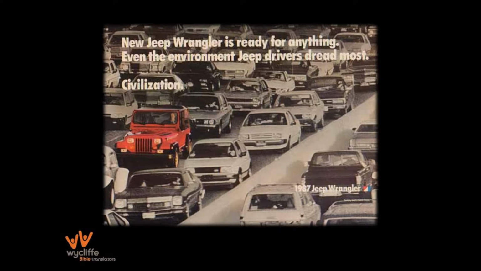Even when they try and package the Jeep as an urban car, something that you can use every day on your commute to work, they still bill it as being an out in the country type of vehicle. In this advert they say the new Jeep Wrangler is ready for anything, even the environment Jeep drivers dread the most, civilization. So this vehicle can deal with the everyday commute and being stuck in traffic, but actually where it desires to be most is out in the country.